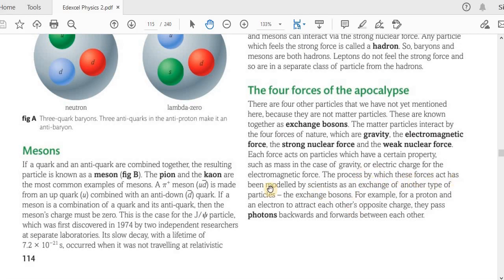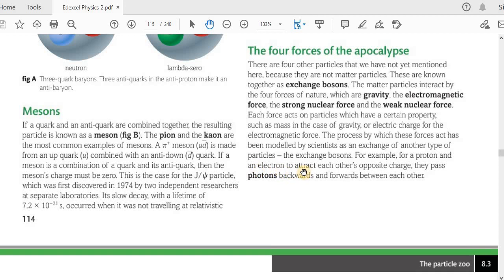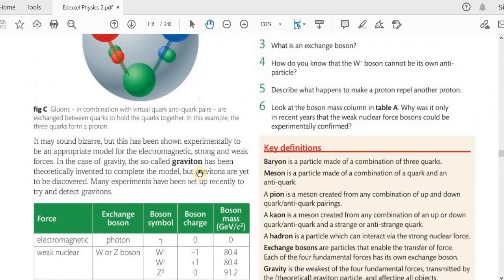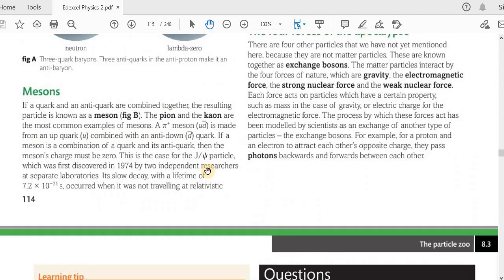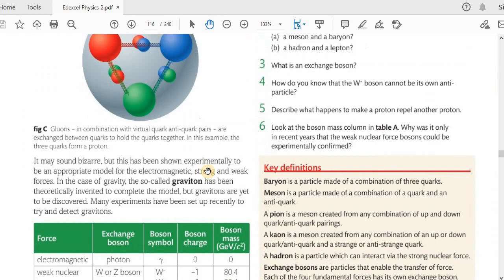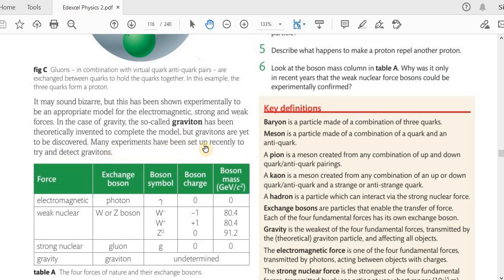The process by which these forces act has been modeled as an exchange of another type of particle, the exchange bosons. For example, for a proton and electron to attract each other's opposite charge, they pass photons backwards and forwards between each other. So we have the graviton. Then many experiments have been set up.